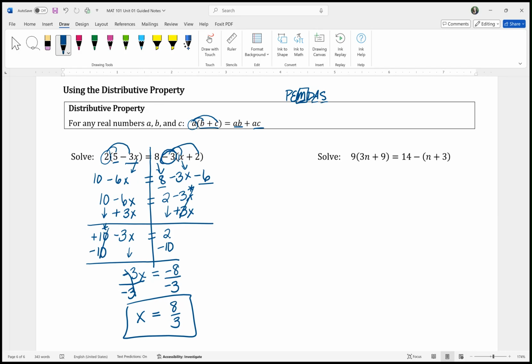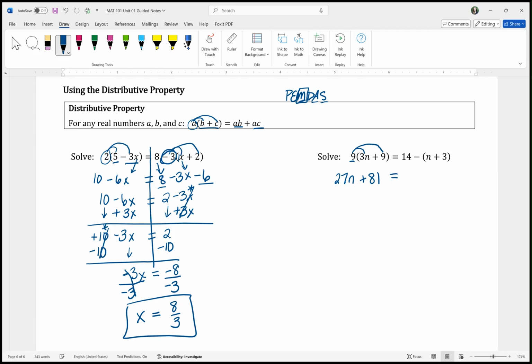We're still solving. What do you do first? Oh, I see parentheses. That tells me I have got to do distributive property. So I'm going to actually work this without doing the line. Let's do distributive property first. So we are distributing the 9. 9 times 3n is 27n. Then 9 times 9 is 81.